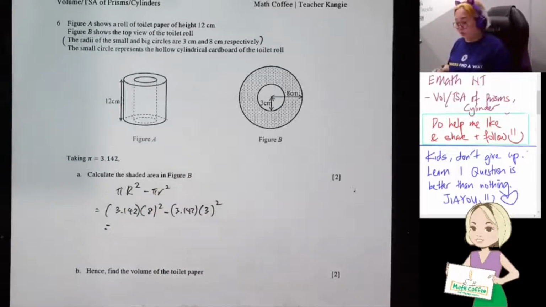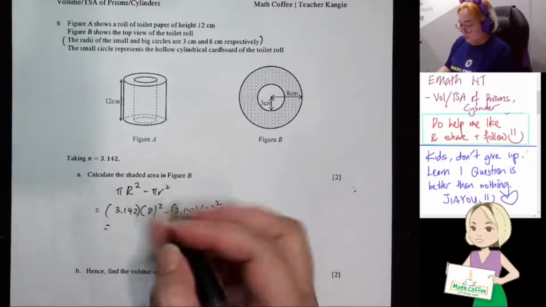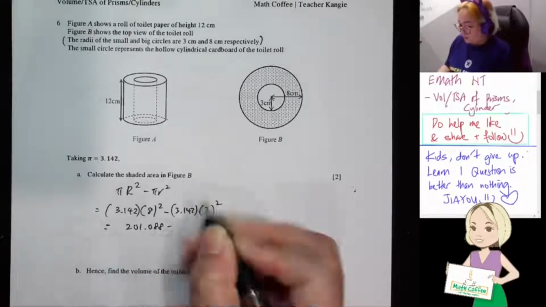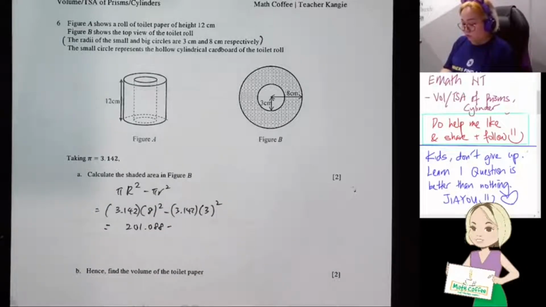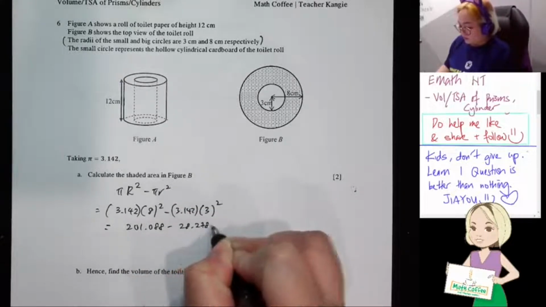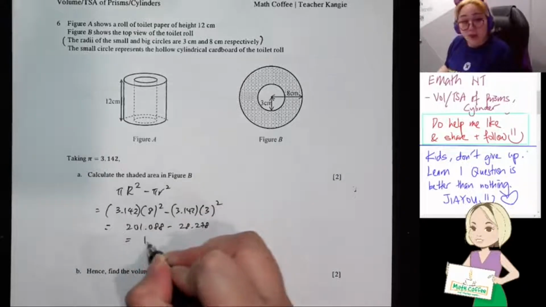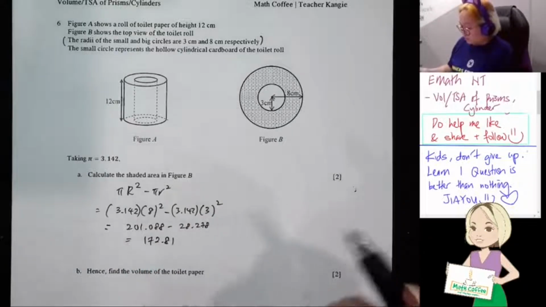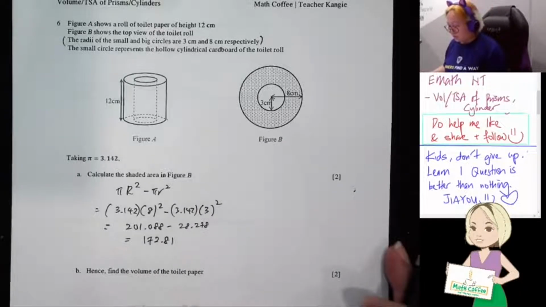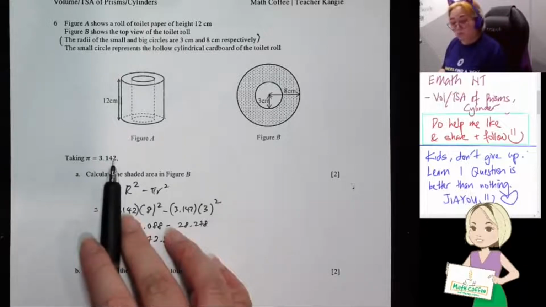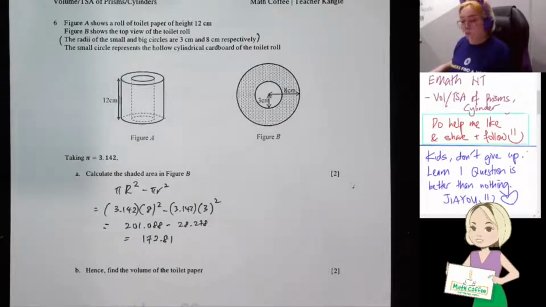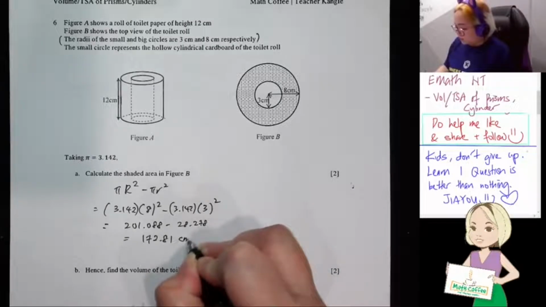Then again, you just press the calculator. So 3.142 multiplied by 8 square, 201.088, minus 3.142 multiplied by 3 square. This is 28.278. So 201.088 minus 28.278 will give us 172.81. So again, round off to, okay, this one never round off because they want exact. Because I use 3.142, it's exact here. So we can just leave it in the exact form. So it is cm squared.